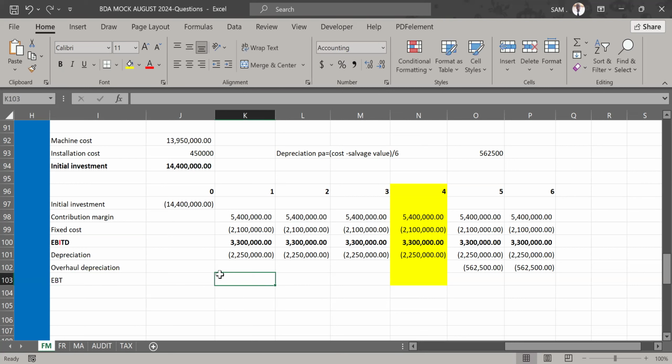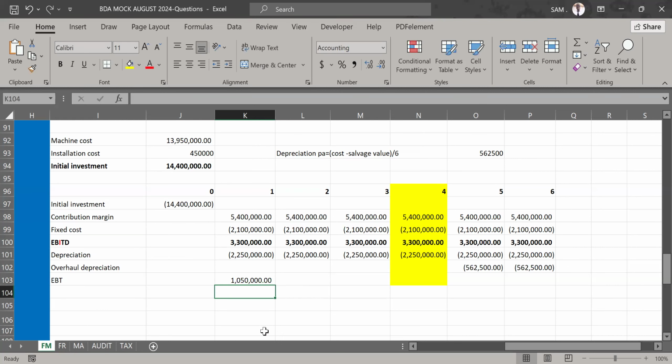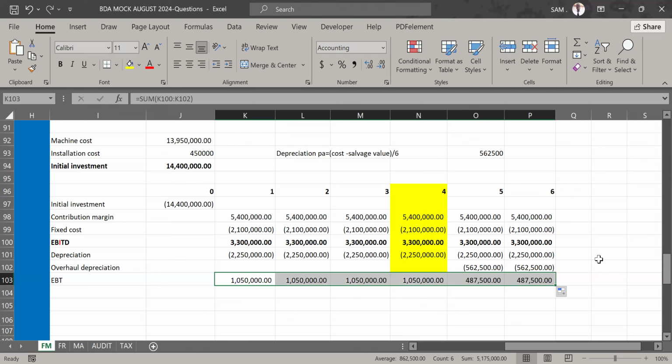So we get the net effect so that we get our earnings before tax, and the net effect takes care of the depreciation elements from earnings before interest, tax, depreciation. Then we have earnings before tax for year 1. I'm getting 1050, and because I've set the formula, I just drag to the end. So these are our earnings before tax.